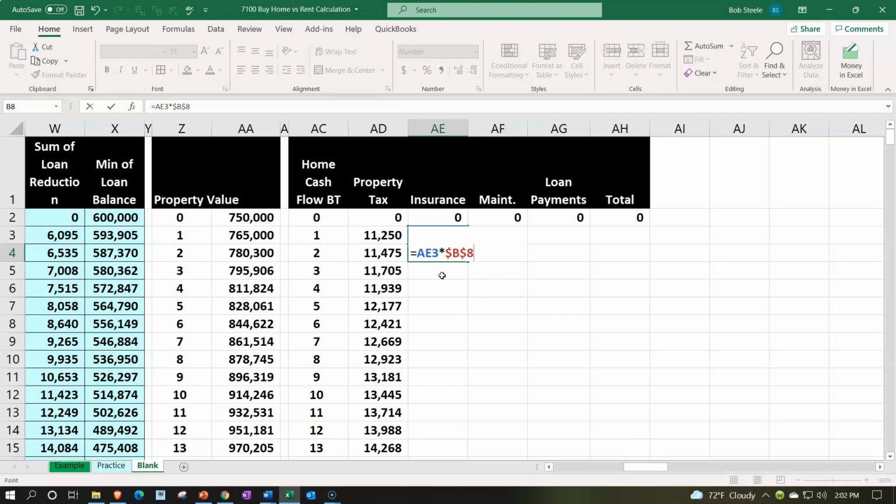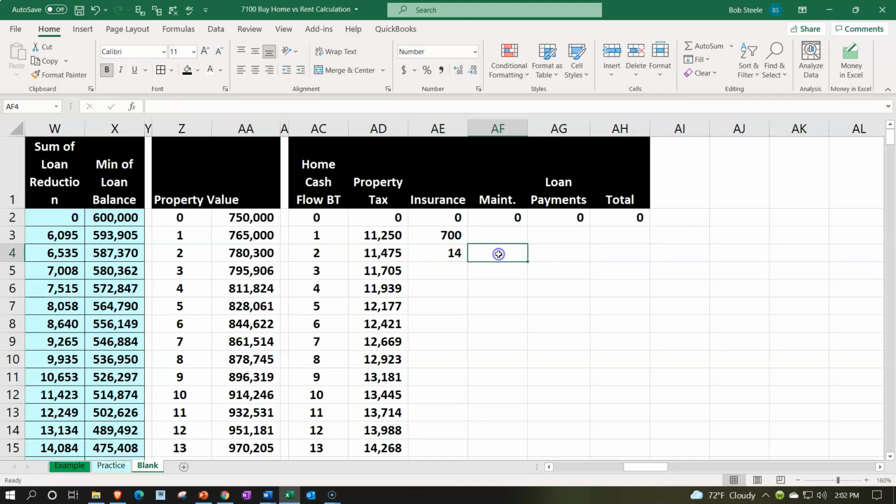So that's going to be a $ before the B and the 4, making it absolute. Copying that down. Now, I did the same thing again. I want it to not be 14. I want it to be 700 plus 14. So I've got to say it's going to increase by 100 plus the 2%, or the 102.